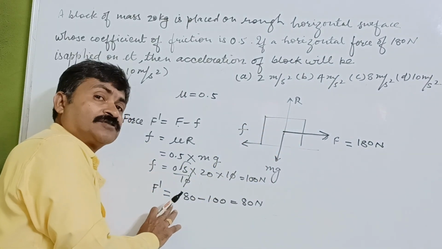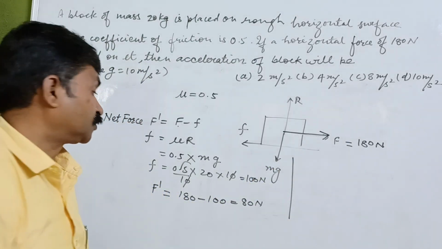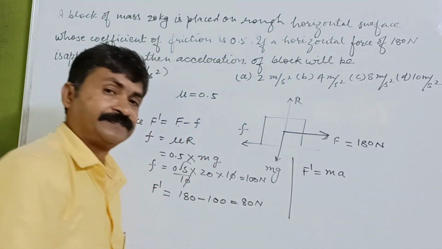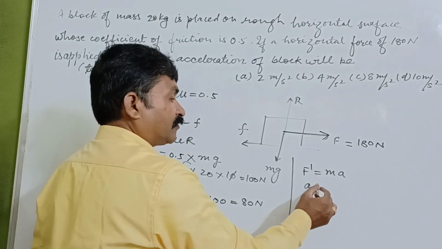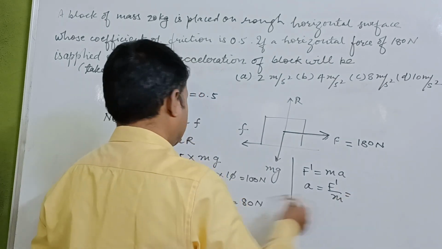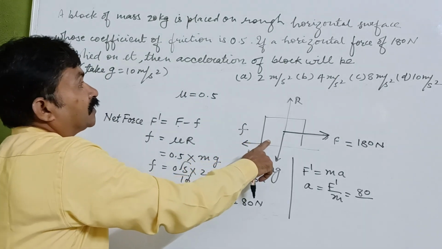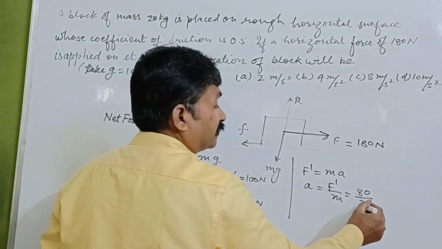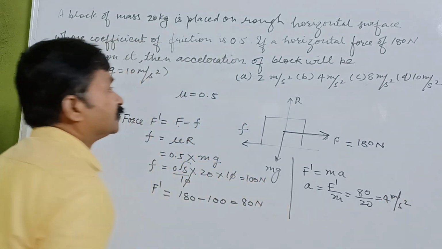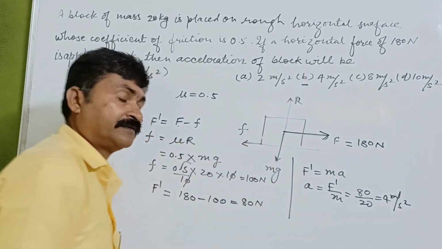Now we have calculated the force of 80 Newton, so simply by applying Newton's second law of motion, we know very well F dash is equal to mass into acceleration. Now we have to determine the acceleration, so we can write F dash upon m. F dash we have calculated as 80 Newton, and the mass is 20, so it is 4 meter per second square. So if you go through the options, B will be the correct answer.